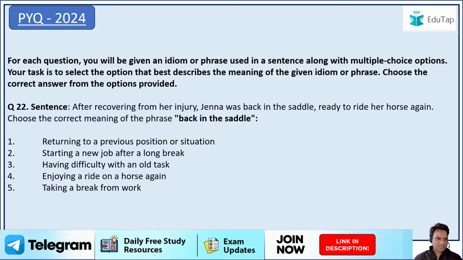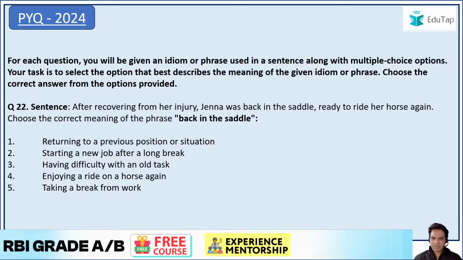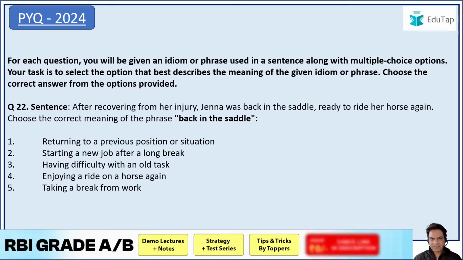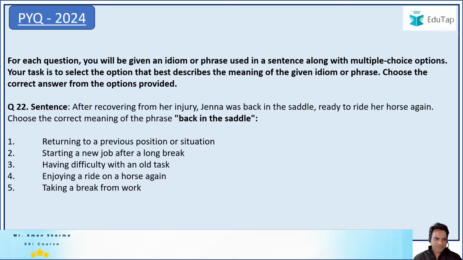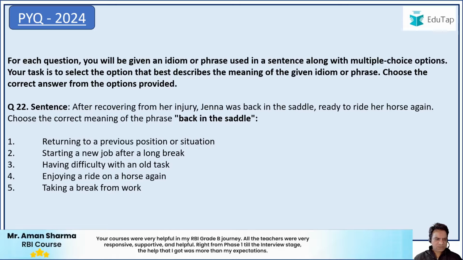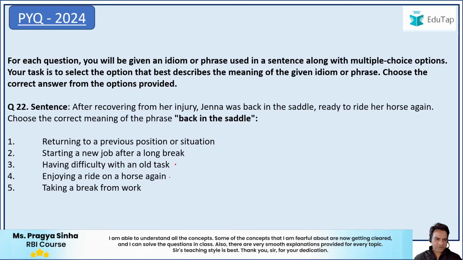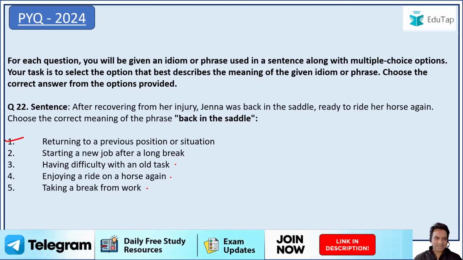Question number 22, guys. The sentence is given again, idiom. After recovering from her injury, Jenna was back in the saddle, ready to ride her horse again. So what does back in the saddle mean? This is a very common idiom, back in the saddle. So returning to a previous position or situation, starting a new job after a long break, having difficulty with an old task, no. Enjoying a ride on a horse again, no. Taking a break from work, no, guys. Again, option A is correct.